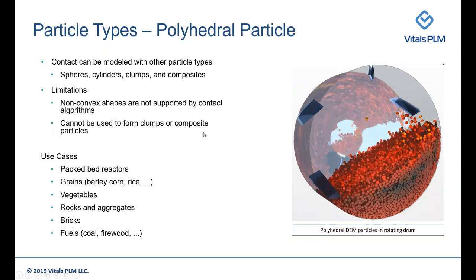The typical use cases for polyhedral particles are packed bed reactors, where the particles look like arbitrary polyhedra, grains, barley, corn, rice, vegetables, rocks and aggregates, and bricks, and solid fuels such as coal and firewood, which have arbitrary polyhedral shape. The current limitations for polyhedral particles: it is not able to model non-convex shapes, because currently non-convex shapes are not supported by the contact algorithms. And it is not possible to make particle clumps and composite particles out of polyhedral particles.